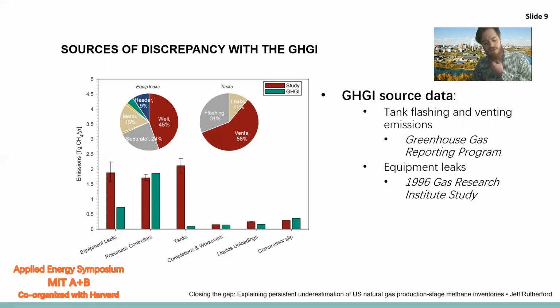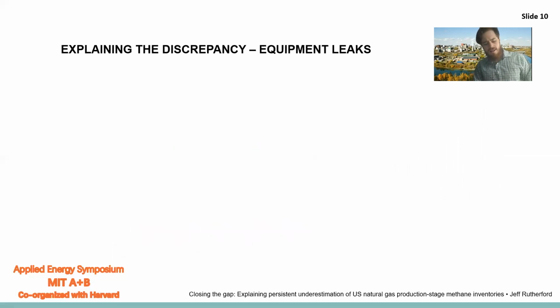So in order to better understand these discrepancies, we need to dig into the underlying data of the greenhouse gas inventory. Specifically, the GHGI sources the greenhouse gas reporting program for tank flashing and venting emissions. And for equipment leaks, they source a study conducted in the mid-1990s by the Gas Research Institute. So like I said, we'll be focusing on equipment leaks, so I'll talk briefly about this mid-1990s data set that they source. I'll emphasize here that sourcing this data was not an easy task.